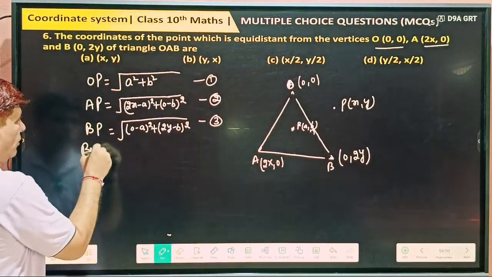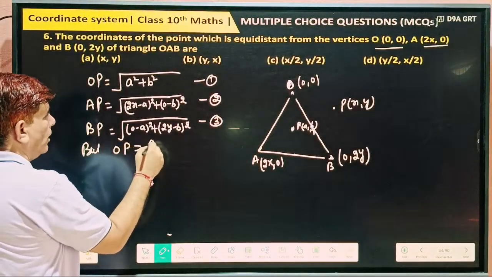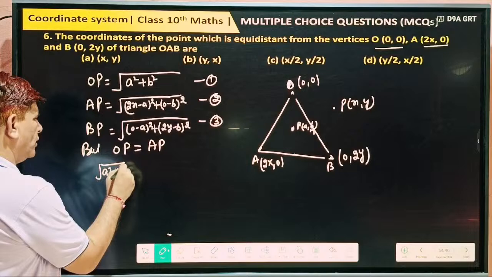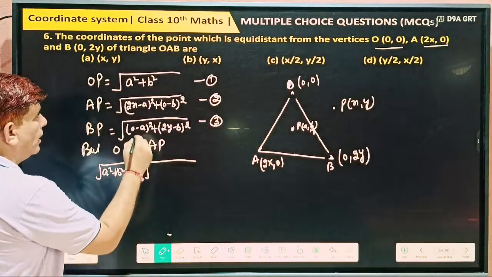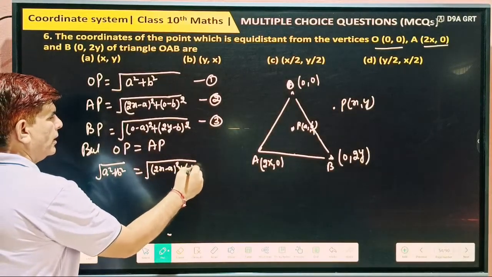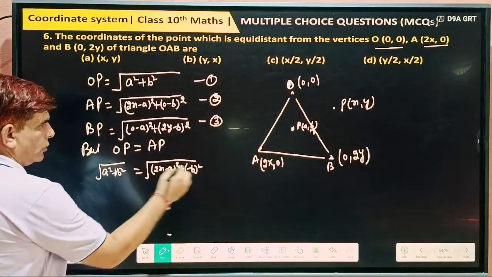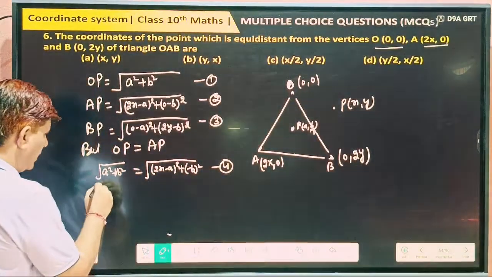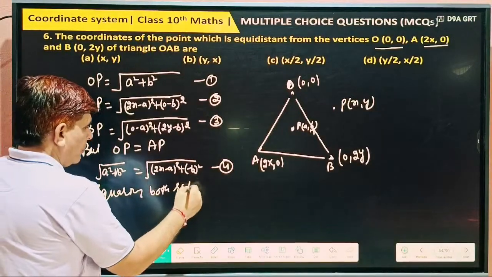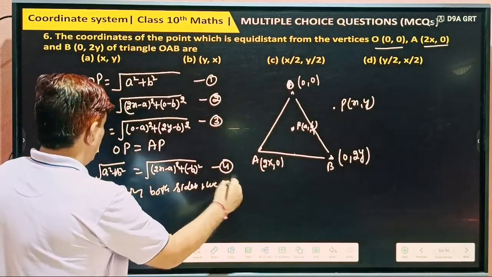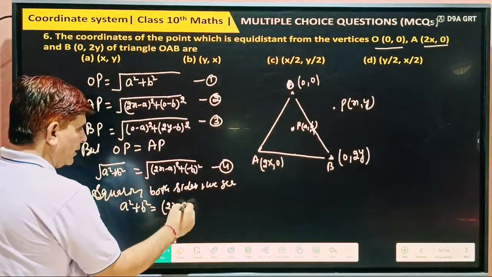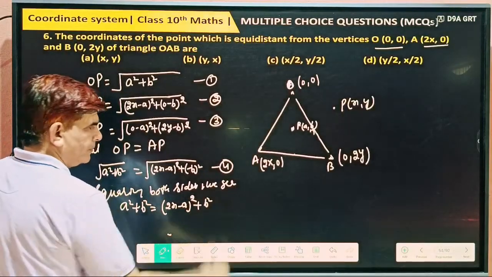But what's given? OP equal to AP. This we can take. So under the root, A square plus B square equal to AP, which is (2x minus A) whole square plus minus B square. So this is your fourth. Squaring both sides, what do you get? A square plus B square equal to (2x minus A) whole square plus B square.